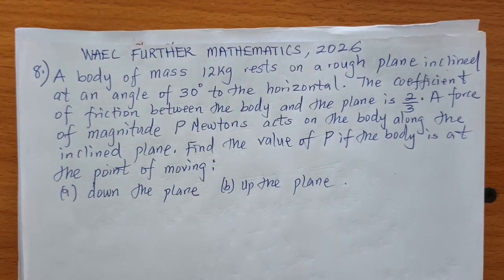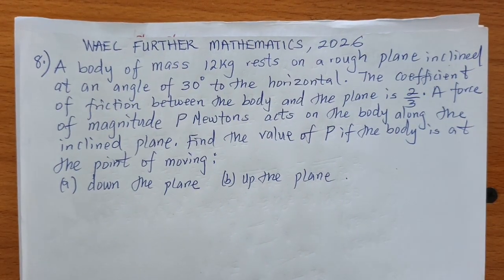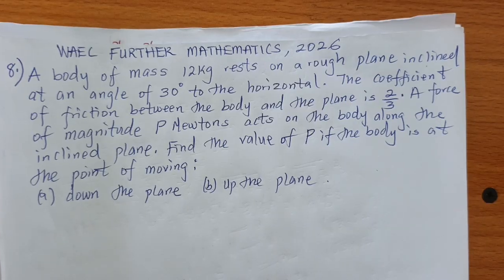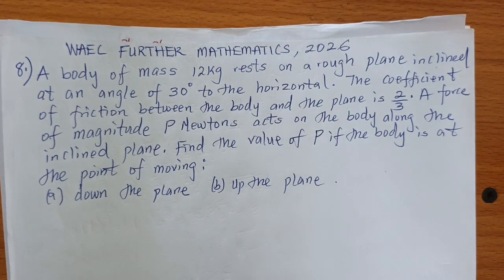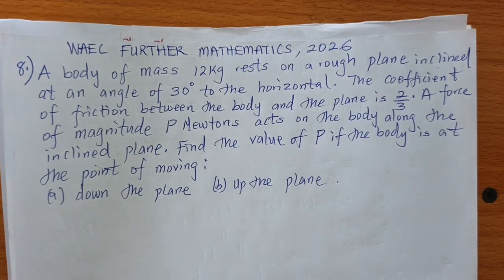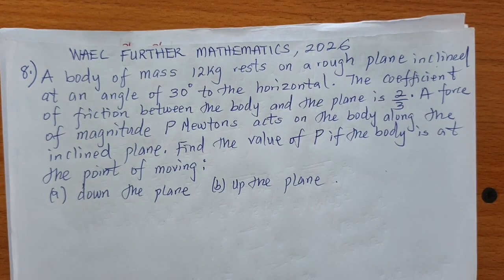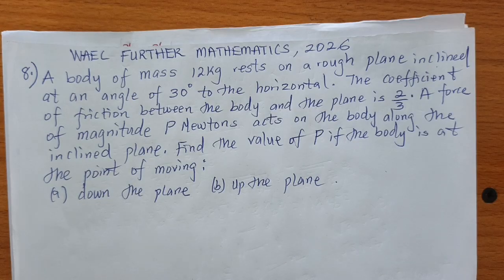Now this is question number 8. We are given a body of mass 12 kg resting on a rough plane inclined at an angle of 30 degrees to the horizontal. The coefficient of friction between the body and the plane is 2/3. A force of magnitude P newtons acts on the body along the inclined plane.